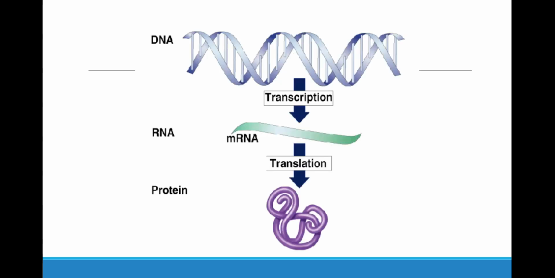Let's recall the purpose of DNA. This picture shows what's called the central dogma of molecular biology, which states that DNA is transcribed into mRNA, which is then translated into protein. So the point of DNA is to tell the cell what proteins it should make. Proteins determine traits and perform several essential jobs in the cell.